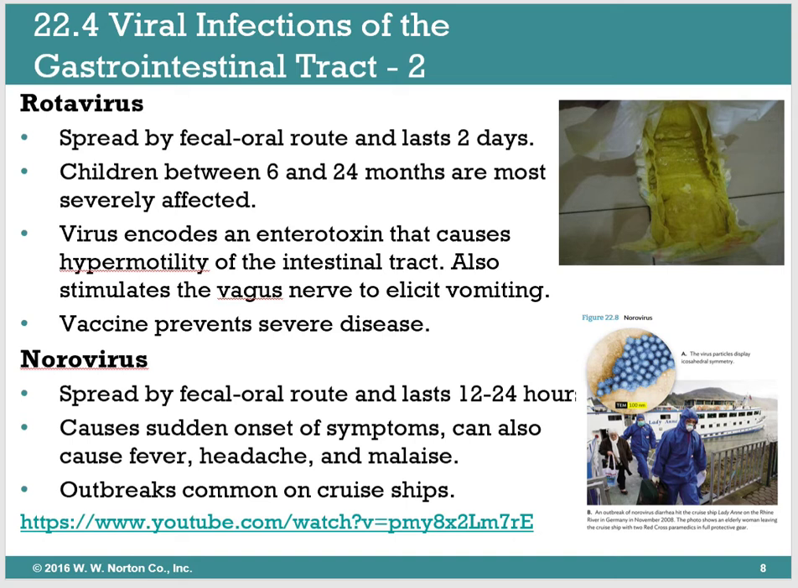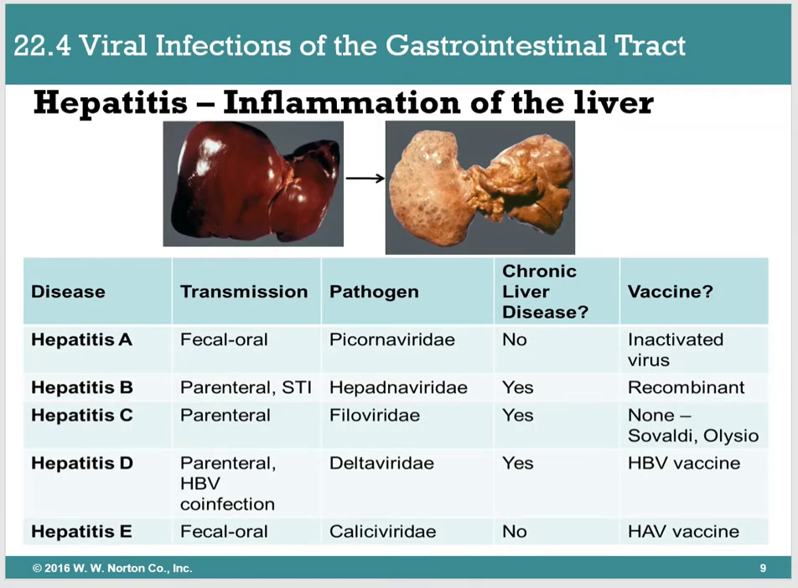Okay, so now let's talk about hepatitis. So hepatitis, this is specifically inflammation of the liver. I believe this is the only disease that we're going to talk about that affects the liver. There are other diseases, but we're going to focus on hepatitis because we will see it again in the reproductive chapter. But for hepatitis, there are different kinds. Some of them we do have vaccines for, but hepatitis C, we don't have a vaccine yet, but it is in development. But what specific hepatitis a patient has will determine what type of pathogen, how it is transmitted, as well as whether it causes chronic liver disease.